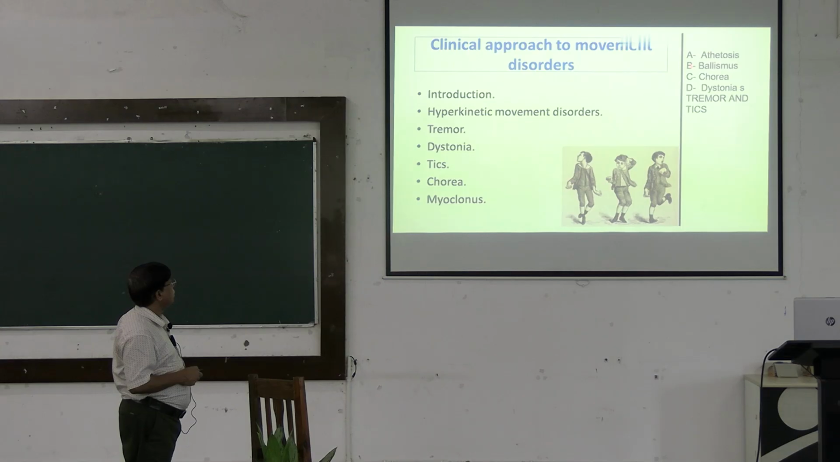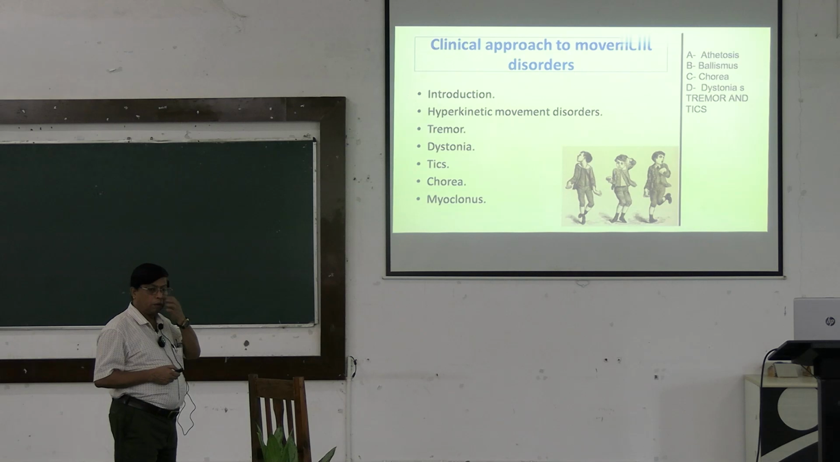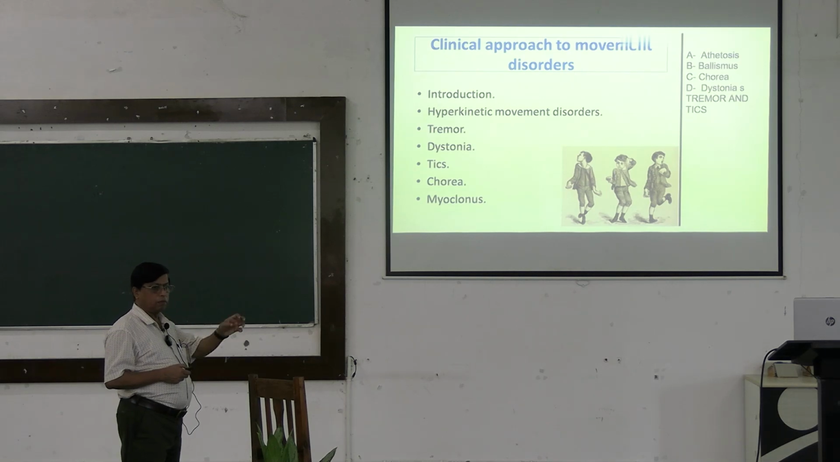So to remember it easily, we can call it ABCD, like A for athetosis. It is not written here. This athetosis is also a type of abnormal movement. We will come to details in our following slides. B for ballismus, C for chorea, D for dystonia. There are tremor and tics. This way you can easily remember the main involuntary movements you should remember.